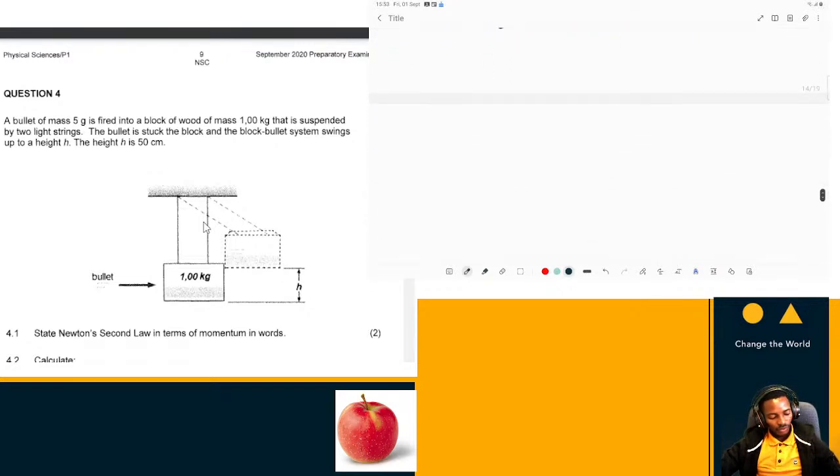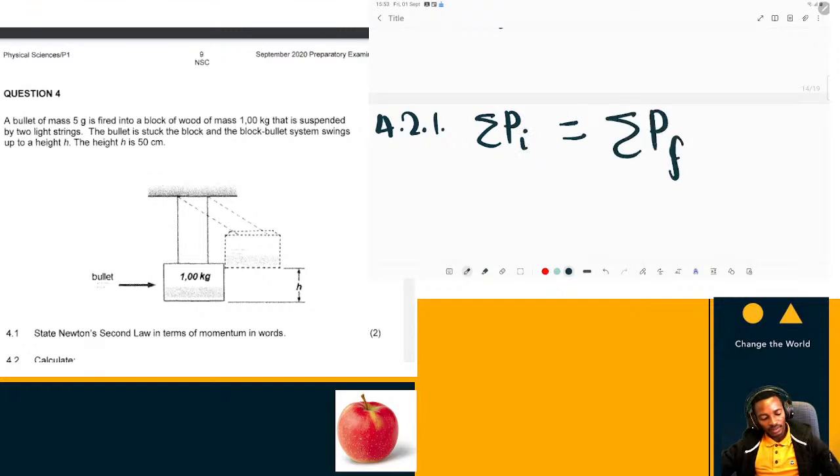So in 4.2, we must calculate the velocity of the block-bullet system immediately after the bullet enters the block. But now the challenge here is that if we apply the conservation of linear momentum, we don't know the initial velocity of the bullet, and we are required to calculate the velocity of the bullet and the block after the collision. So we are going to have two unknowns. That means we need to exhaust another option.